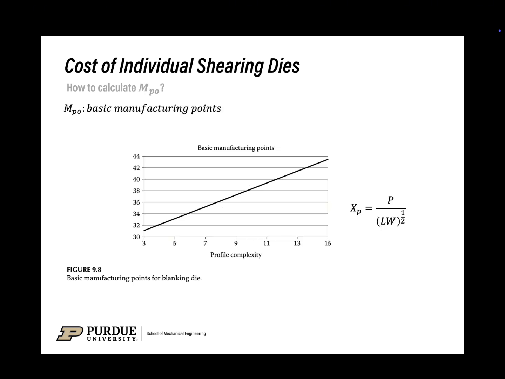Next is how to calculate MPO. MPO is the basic manufacturing point, which is determined by the profile complexity. And profile complexity is XP, as shown in the formula on the right hand side. When you get the profile complexity, you can get basic manufacturing points MPO, which is the y-axis.